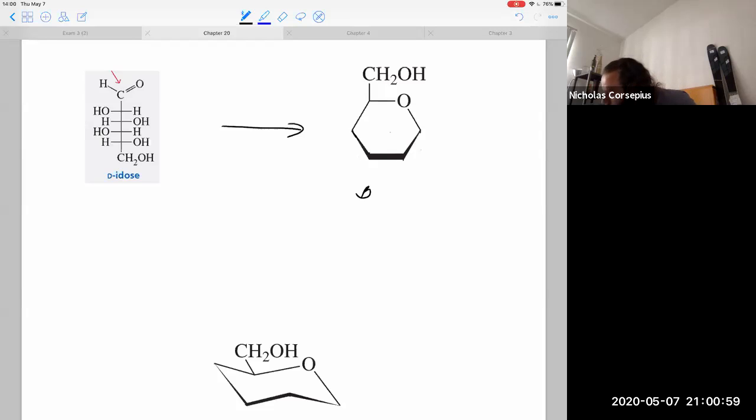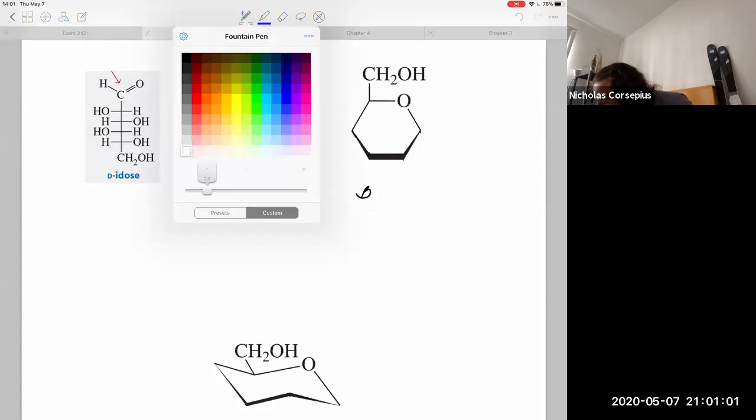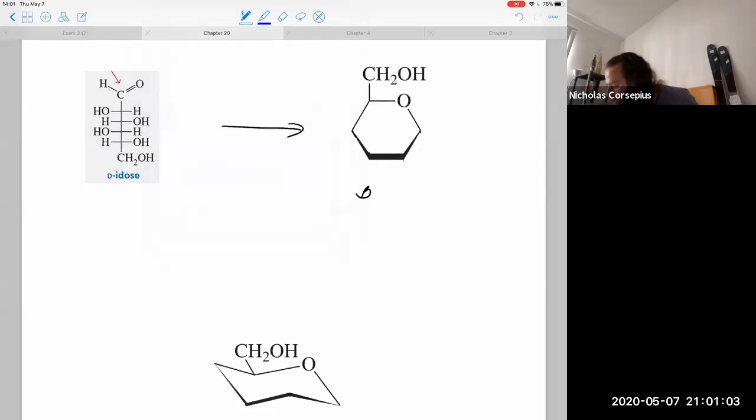Actually, I shouldn't have given you that even. Well, damage has been done, but you want to convince yourself that this is actually sticking up here on carbon 5, given the sugar that we're starting with.